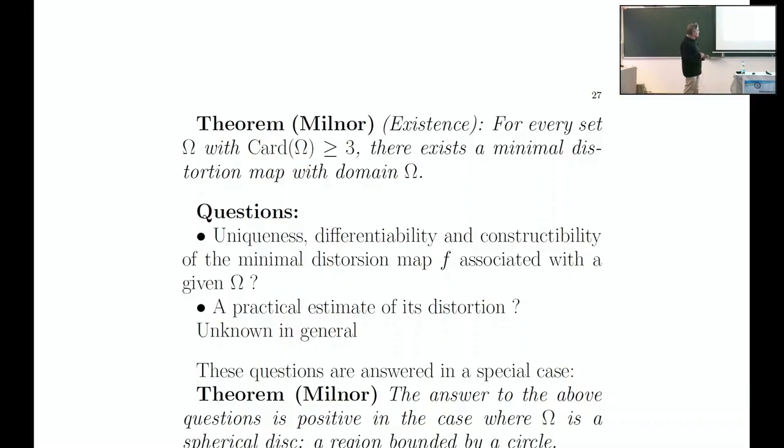So this is existence. And then he asks the question, so there exists a geographical map, which is minimal distortion in the sense I explained. Now, the question is about the uniqueness. Is this map unique or not? The differentiability, is this map differentiable or not? The constructibility, is there a way of constructing this map? Because geographers, you want to explain to them how to construct this map. They don't know anything about mathematics. You have to give a method, constructibility. Constructibility of the map and of the minimal distortion.